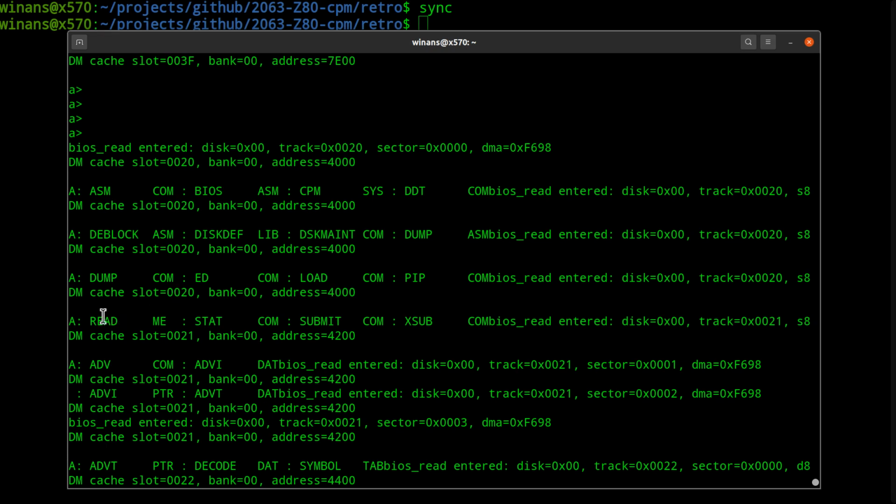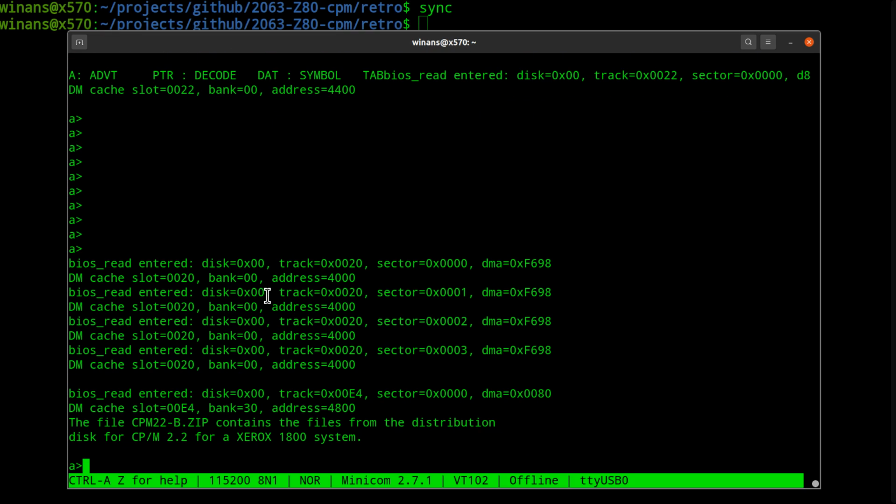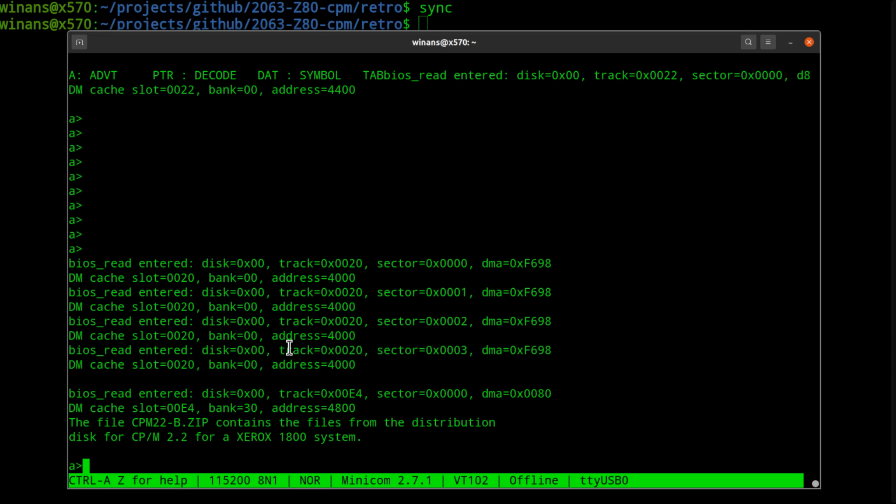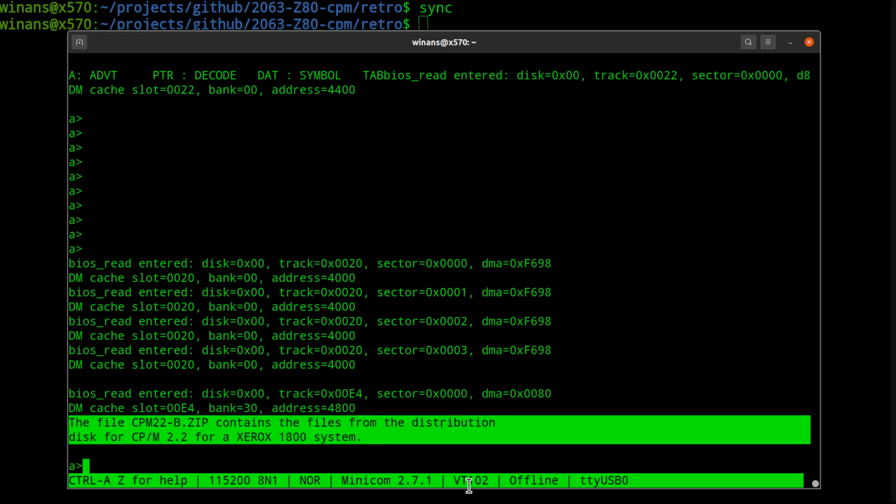Okay? It has to figure out where its data is. So it has to go back and reread the directory. So it probably found it in the 4th sector here and said, okay, fine. I now know where the data is. Now it goes and starts reading the data so it can print it out. Well, here's the text that it's going to print out. That's the README file that's in this particular distribution of CPM.